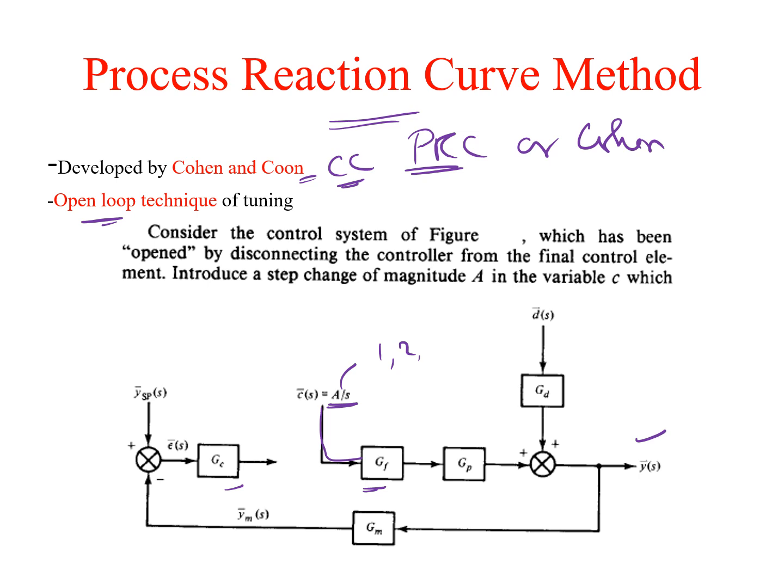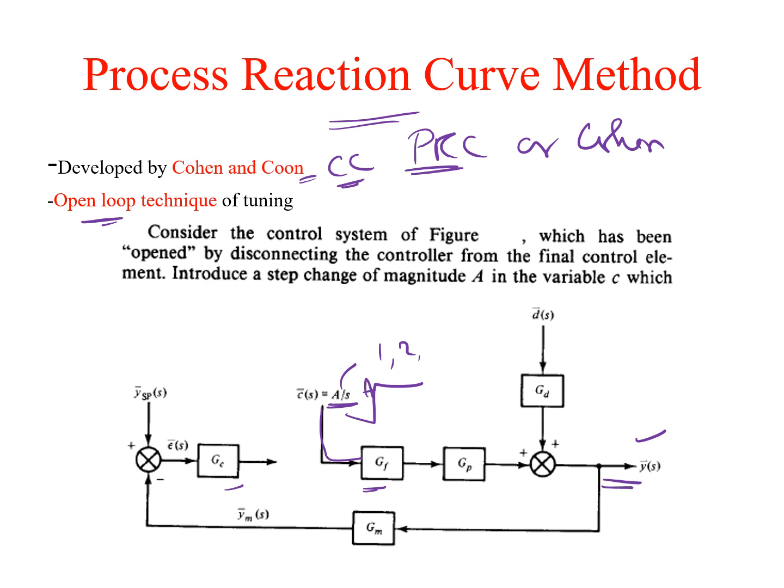This is the test we have to conduct for this process in order to proceed with the process reaction curve. So we have to break the loop between the controller and the final control element. Hence, the closed loop is now open loop. Once you break the loop between them, you have to introduce a step signal of magnitude A, and observe the output.